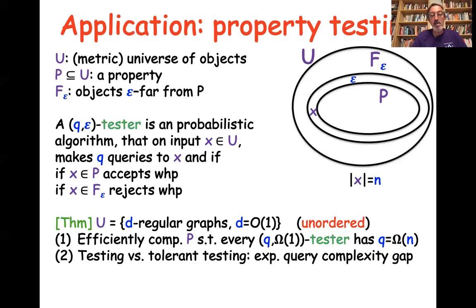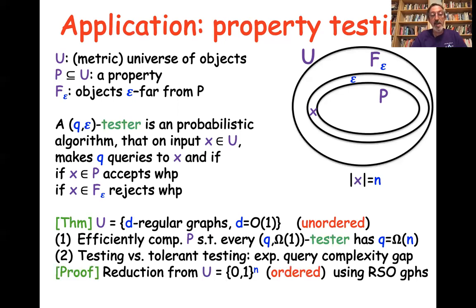But the point is, we don't have to get into the result. The main point is that the way this theorem is obtained, as you expect, is by direct reduction from similar results in the ordered regime, in the case of properties over ordered structures, like sequences, which were known. So just applying reduction using these RSO graphs, we get this result.